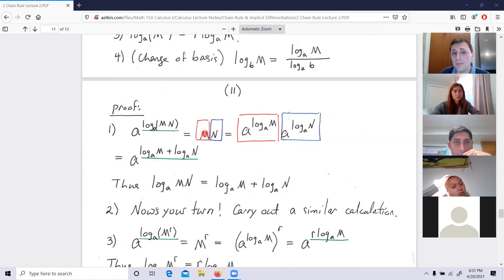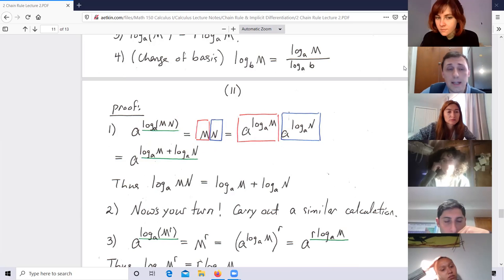And then what is m? M can be written as a to the power of log base a of m. And n can be written as a to the power of log base a of n. So that when I multiply those two numbers, by the property of the summation of powers, I get a to the power of the sum of powers. Now, do you see that that means that a to one power is equal to a to a power expressed with a different number?